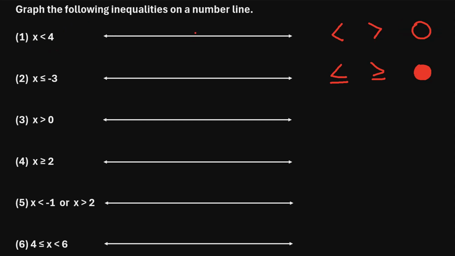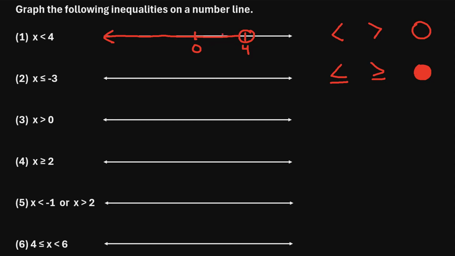So if we want to graph that, let's go ahead and mark 0 on this number line. And then let's say 4 is somewhere out here. At the value 4, we're going to use an open circle. And then because we're saying x must be less than 4, we're going to fill in all values to the left of 4 on the number line, because these are all of the values that are less than 4.